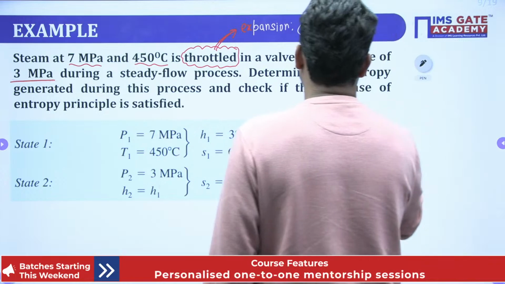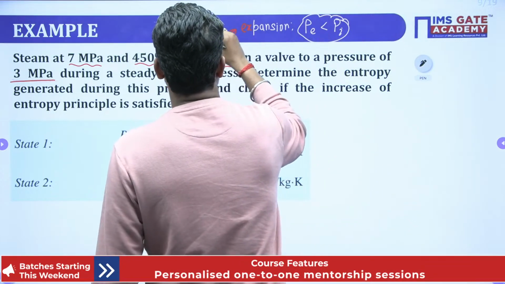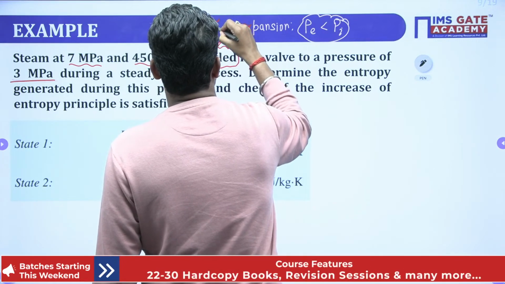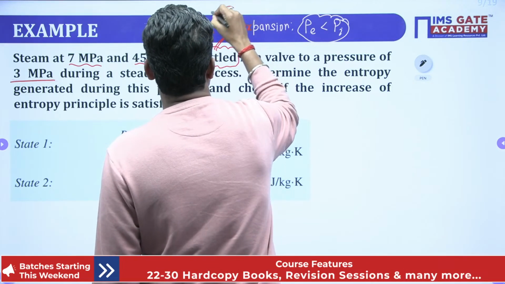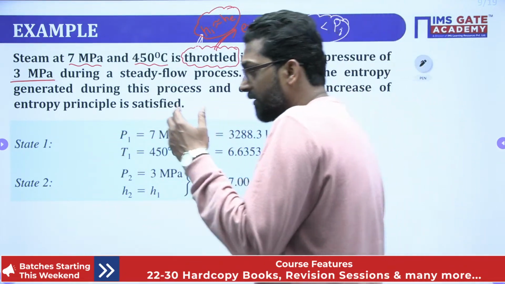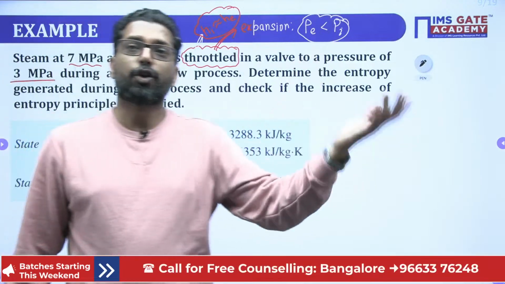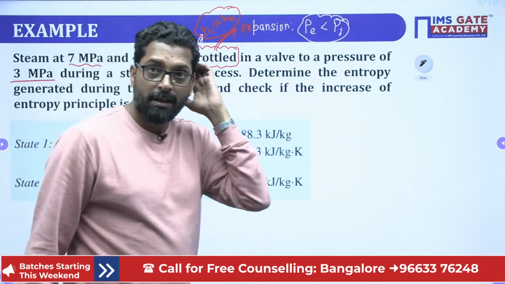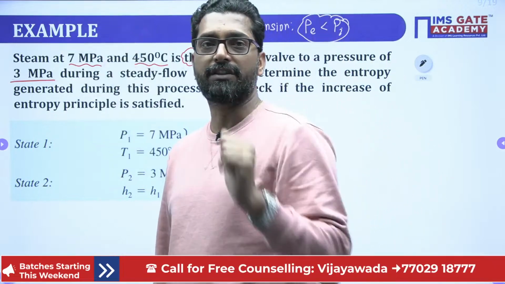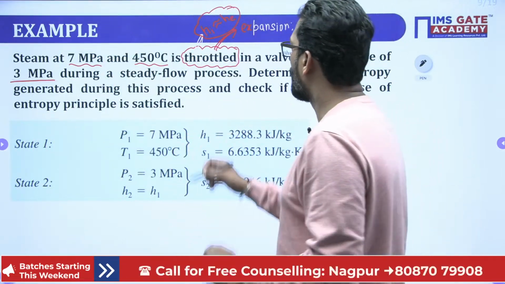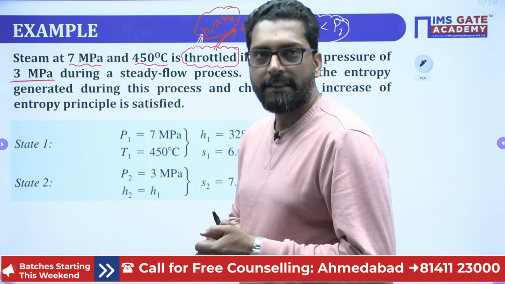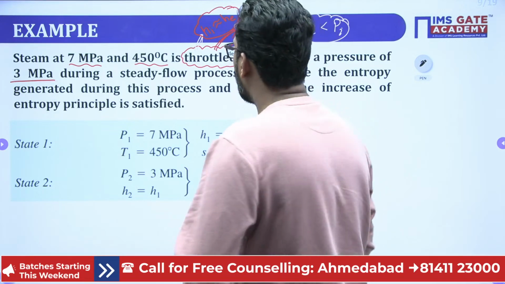And what is the one special feature of throttling? Throttling is approximately an isenthalpic process, that means h_i is approximately h_e. It is not exactly isenthalpic throughout, but the enthalpy before throttling and after throttling is the same. It is not necessary that the enthalpy stays the same throughout from inlet to exit. So we cannot say throttling must be an isenthalpic process. It can be, or it cannot be, depending upon the fluid.